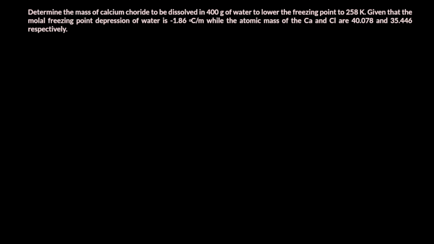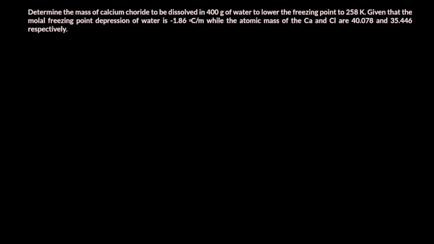Determine the mass of calcium chloride to be dissolved in 400 grams of water to lower the freezing point to 258 Kelvin, given that the molar freezing point depression of water is negative 1.86 degrees Celsius per molar, while the atomic mass of calcium and chlorine are 40.078 and 35.446 respectively.